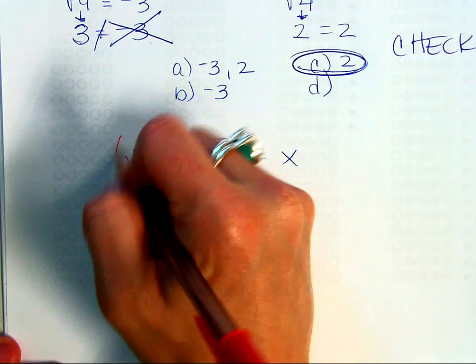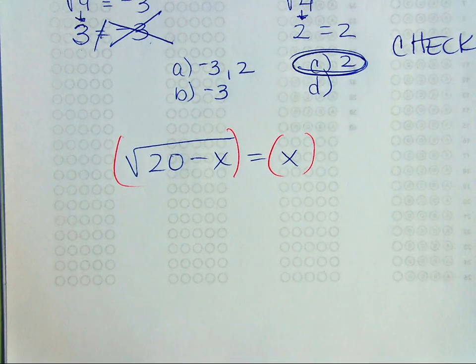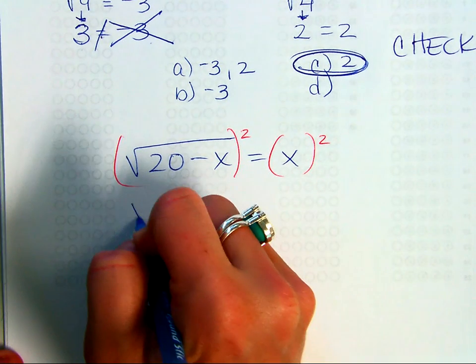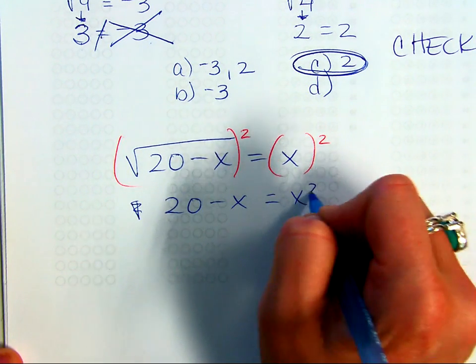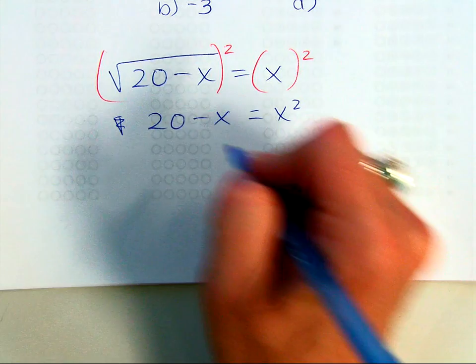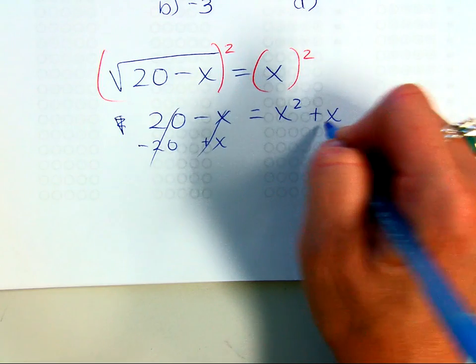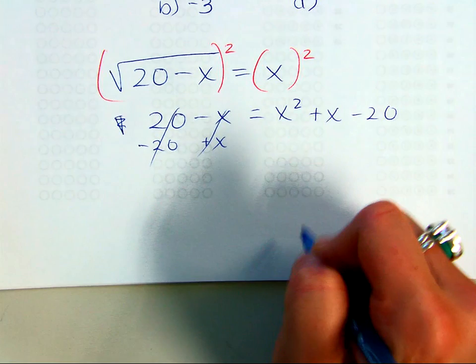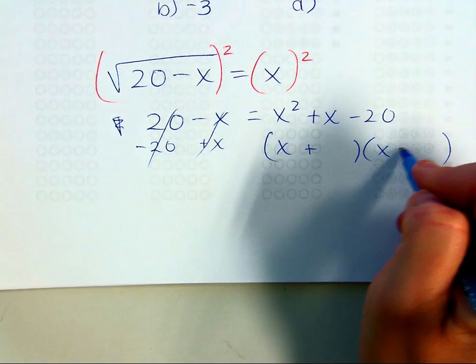So here's how you know you're going to be dealing with two solutions when you have an x by itself, right? Because when you go to square it, you have your x squared, and that is what creates the two solutions, right? So you're going to have your 20 minus x equaling x squared. You're going to want to get everything on the same side, so we're going to subtract 20 and add x, right? So add x, subtract 20.